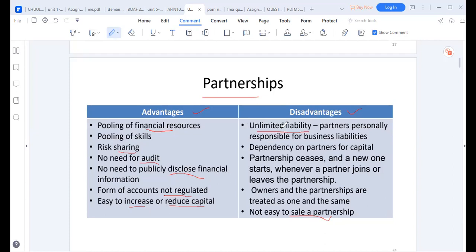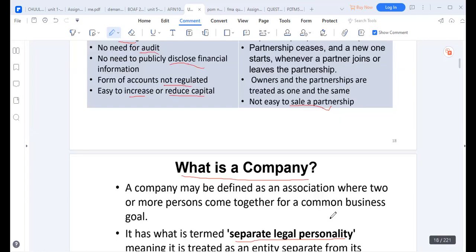The disadvantages, I said: unlimited liability. There's too much dependency on the capital financed by the partners. The partnership ceases when a new member joins or leaves or dies. The owners of the business are partners, so they'll be treated as one. If one wrong decision is made, it is binding upon all. And also, it's not easy to sell a partnership.